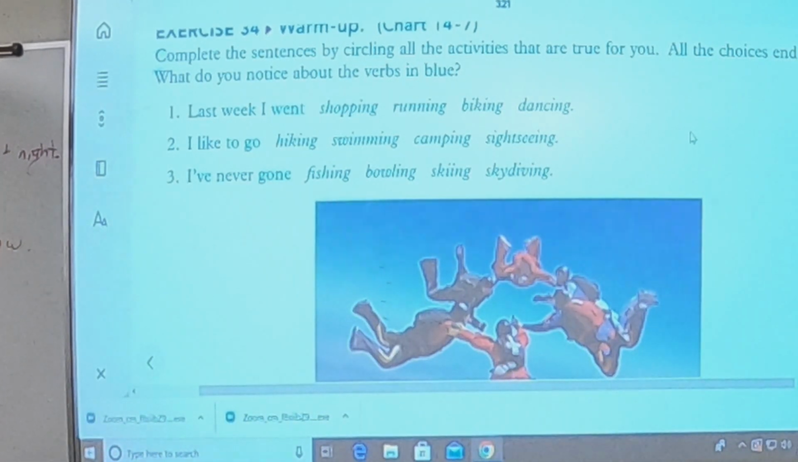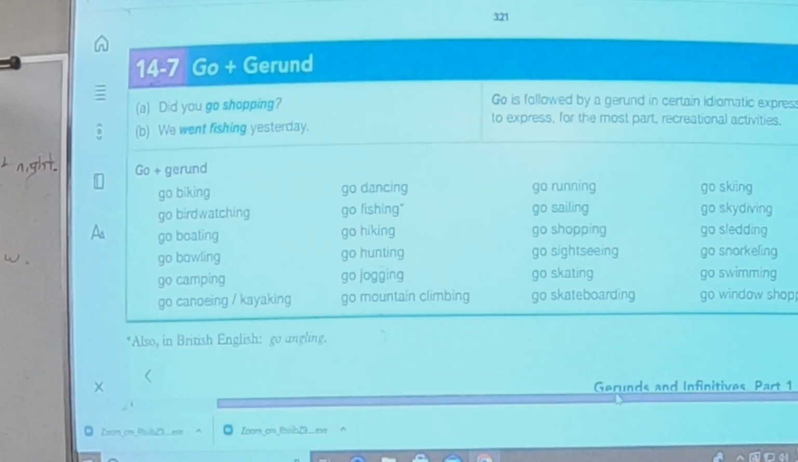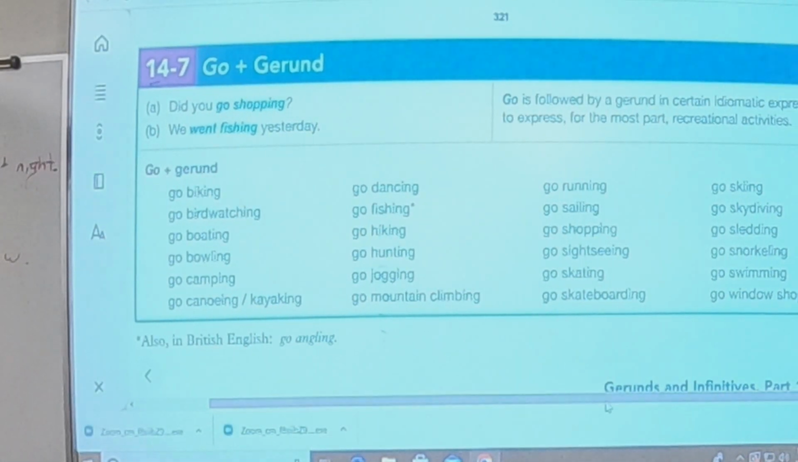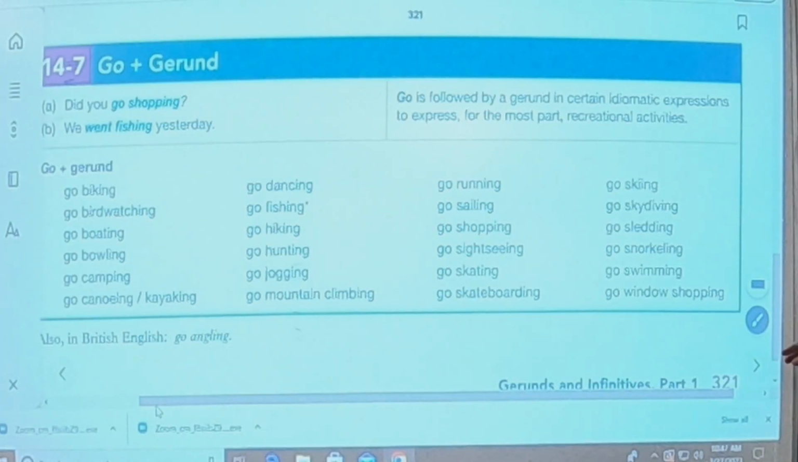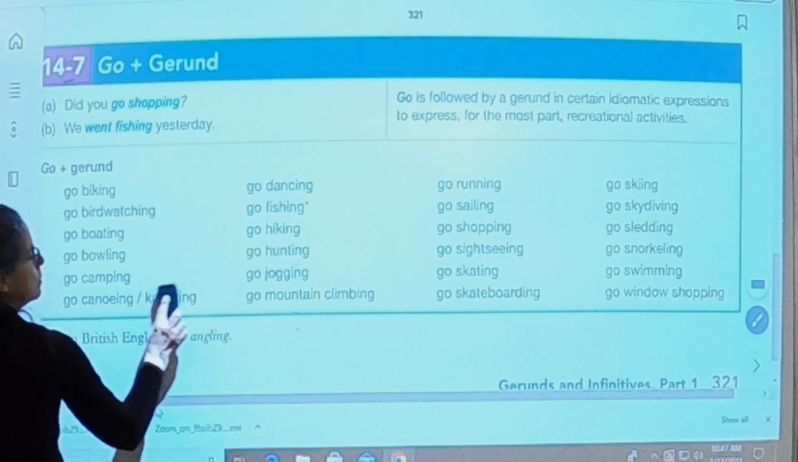So can we say "I go to shop"? No, we wouldn't say it that way. I mean, technically it's right, but no one says it like that. It's the last one over here. Where is window shopping? Just going around the shops, just looking in the window.